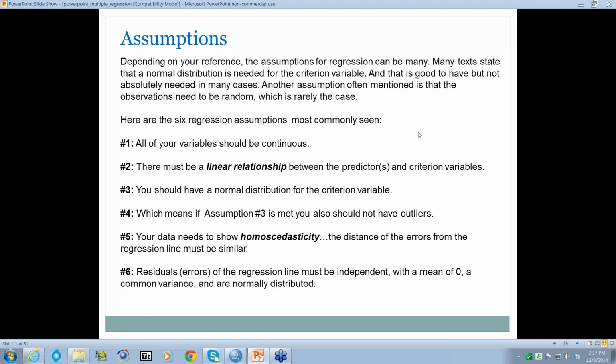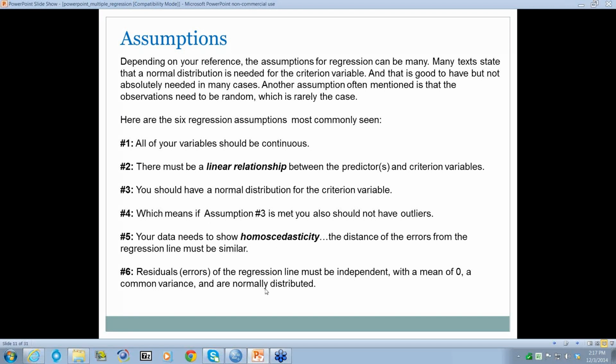These are the 6 ones you see the most. All of your variables should be continuous, both the predictors and the outcomes. There must be a linear relationship between the predictors, your X's, and your criterions, your Y's. You should have a normal distribution for the criterion variable, which is your outcome, which means if assumption 3 is met, you should also not have outliers. Your data needs to show something called homoscedasticity, and that's that distance of the errors from the regression line must be similar. So your distance above the line of all your errors and the distances below your line of all your errors should be similar because you want them to zero each other out.